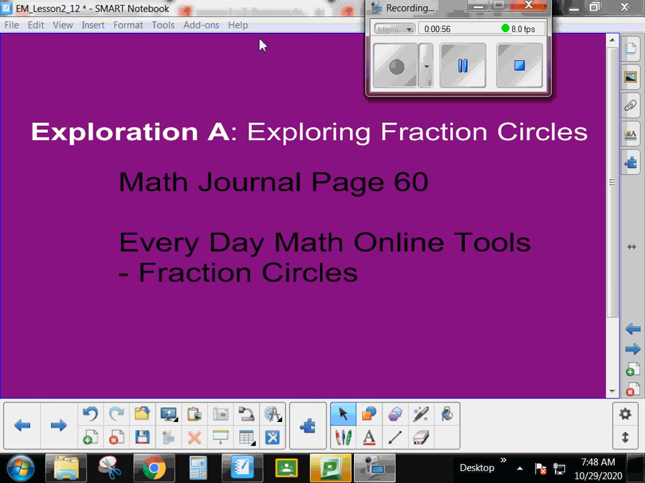Right, so for Exploration A, this is exploring fraction circles. You're going to need your math journal or your math workbook and turn it to page 60. This is lesson 2-12, and this would be the Exploration A page for fraction circles. You're also going to want to get on your Everyday Math account and click on the online tools and find fraction circles.